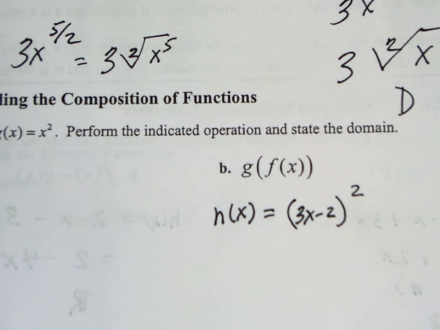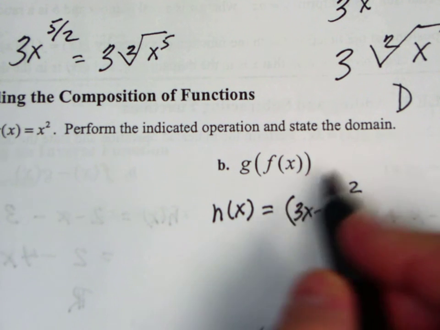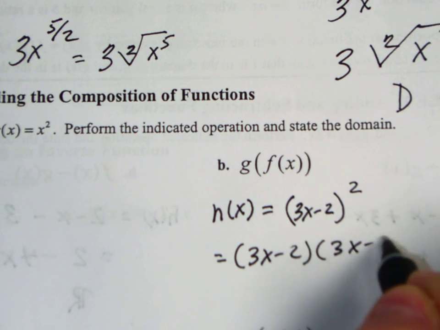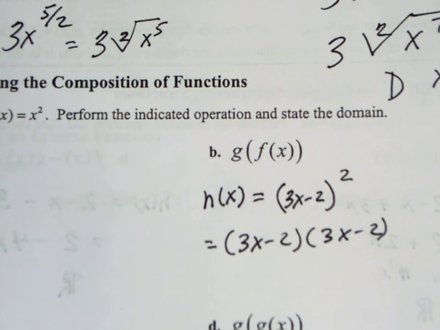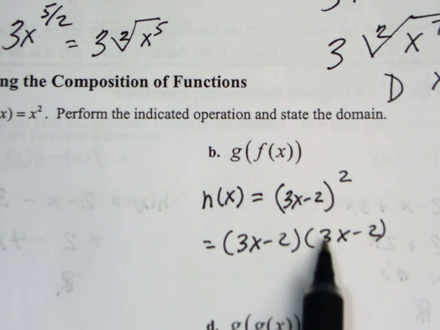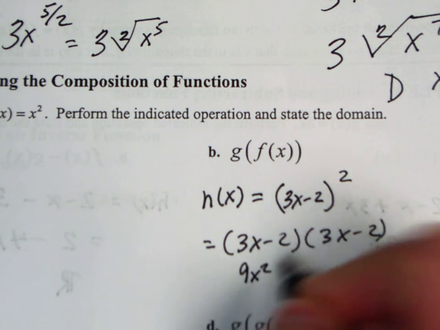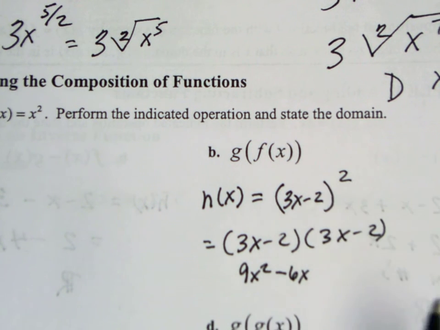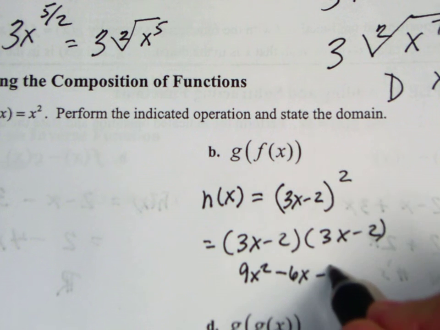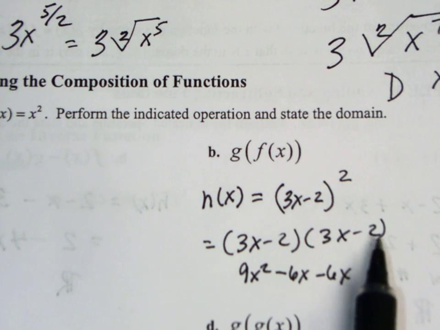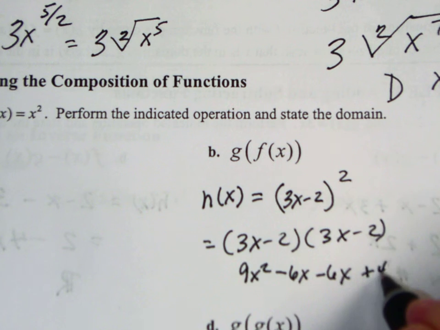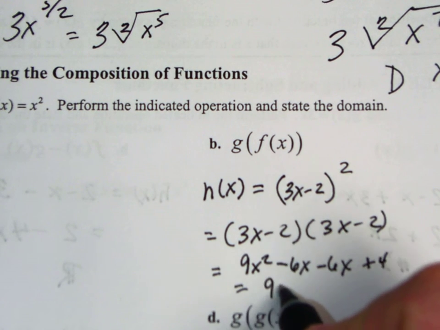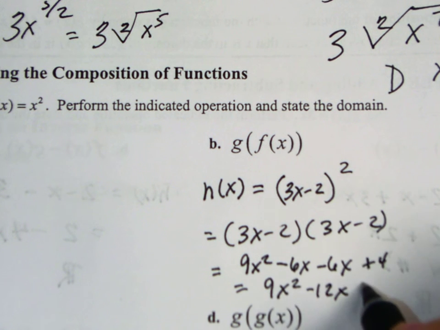Now I'm just going to perform the math. That says I'm going to take that and square it. So I have 3x minus 2 times 3x minus 2, and then we're going to use the distributive property. 3x times 3x is 9x squared. 3x times negative 2 is negative 6x. Negative 2 times 3x is another negative 6x. And negative 2 times negative 2 is positive 4. Then combine like terms, and you get 9x squared minus 12x plus 4.